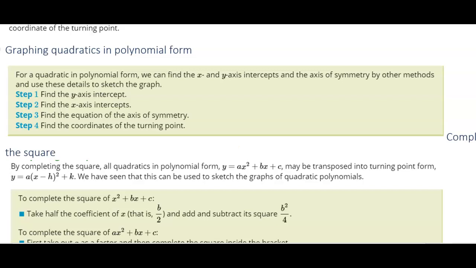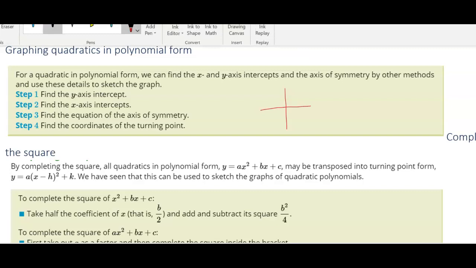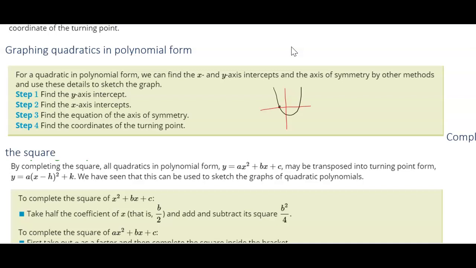X-axis intercepts, it depends on what's happening with your graph. So I might just show you quickly here, and we'll do a few examples of these. So you might have a parabola that goes like this. You can see it's crossing the x-axis twice, so it's got two axis intercepts. I might just write that on to here, two x-intercepts.